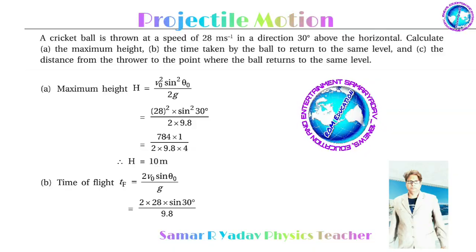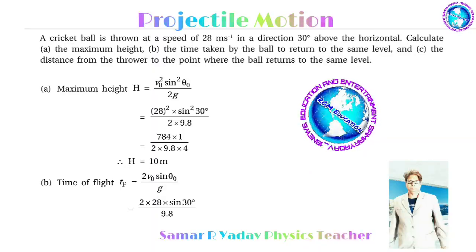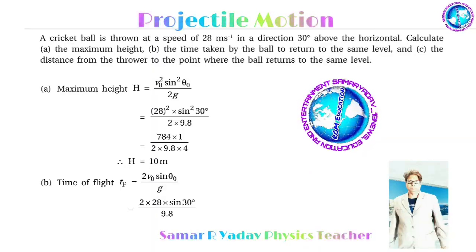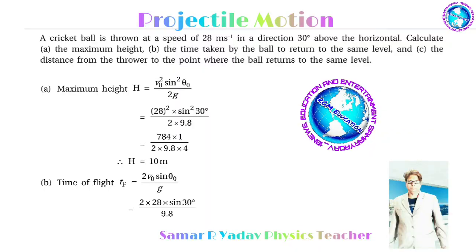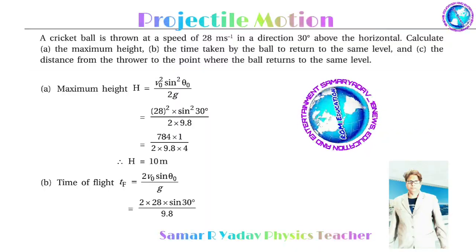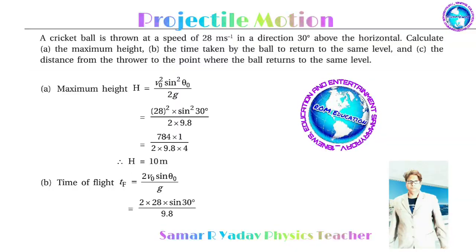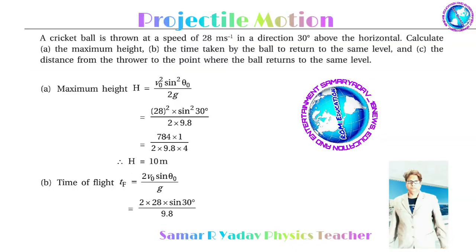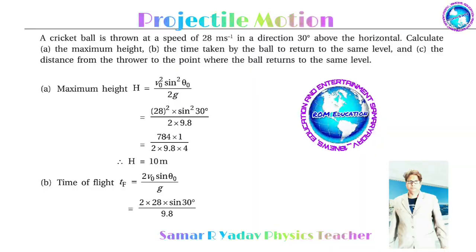A. Maximum height h is equal to V0 square sin square theta 0 upon 2g is equal to 28 whole square into sin square 30 degree upon 2 into 9.8 is equal to 784 into 1 upon 2 into 9.8 into 4. Therefore h is equal to 10 meter.